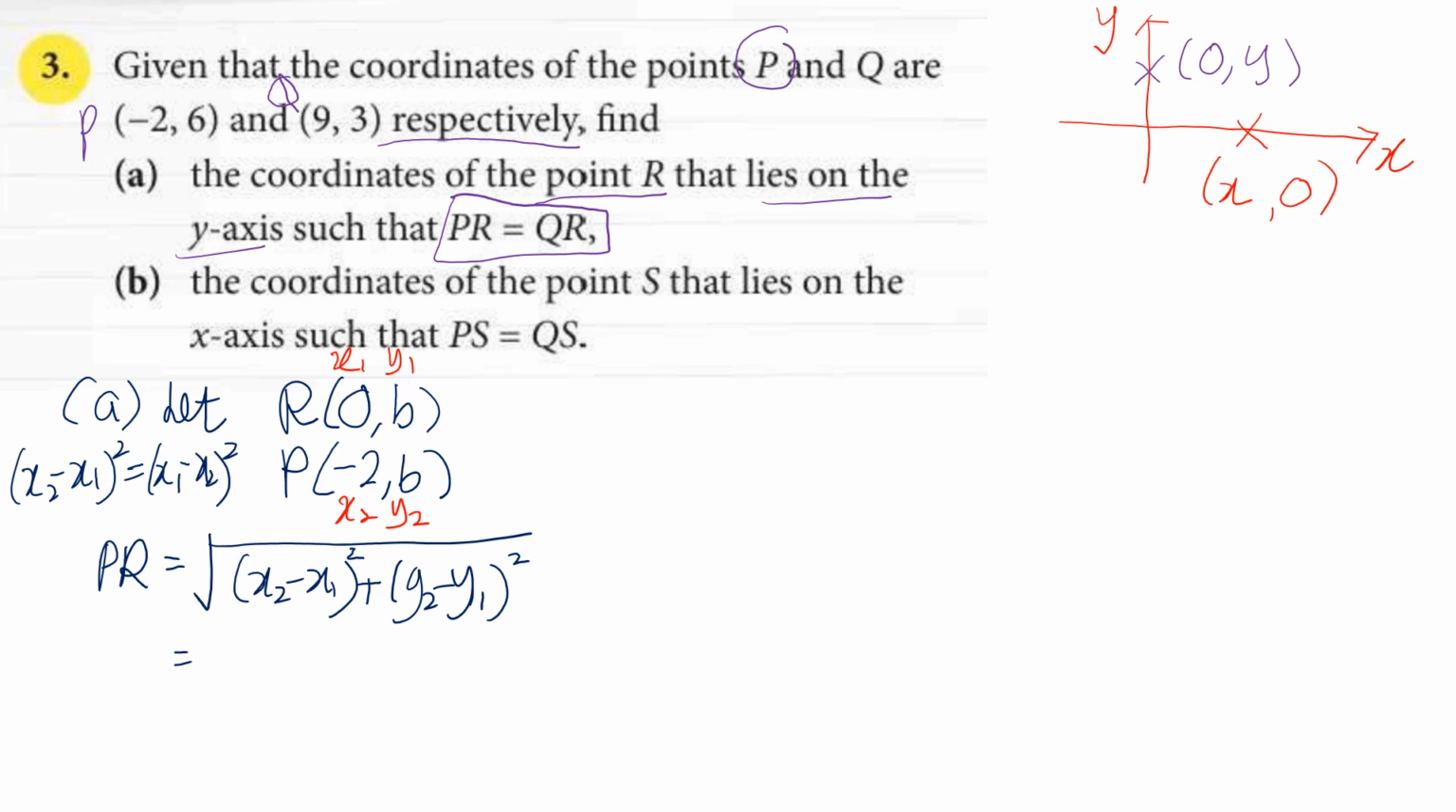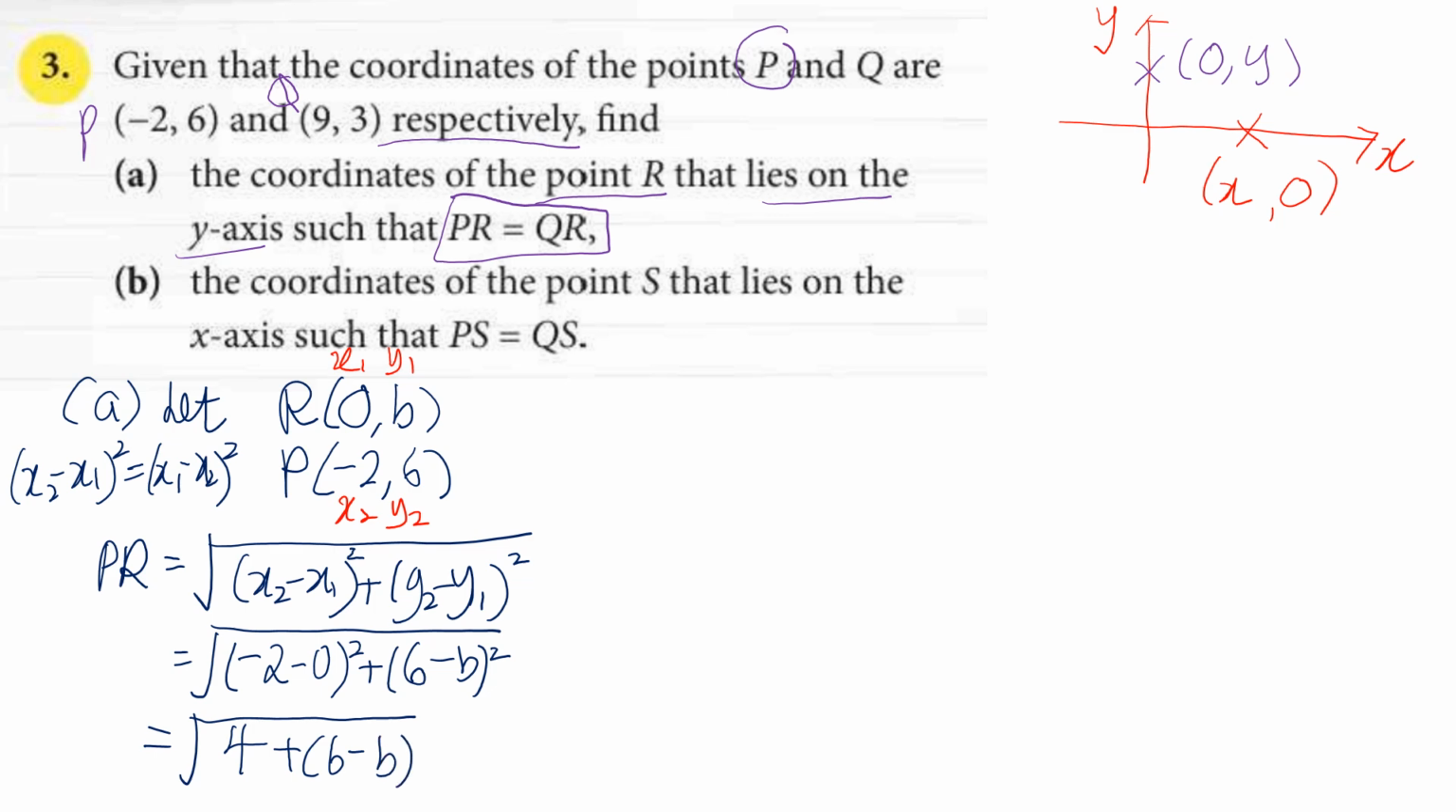Okay, so the next thing is I'm going to do the substitution. The value for x2 will be negative 2. The value for x1 is 0, square root. y2 is b minus, wait, what did I do wrongly? It's 6, it's not b, oh my god. So this is what I mean by you have to write it properly. This is 6, not b. So y2 is 6, then minus b squared. Alright, so we can simplify the items inside the radical sign, and that will give us 4. And I'm just going to leave it as it is.